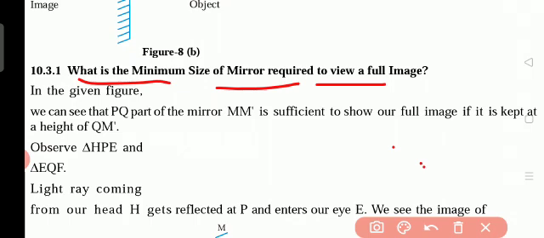In our houses, we have small plane mirrors, and we can see only our face. However far we go and stand, we can see only half of the image. But if you want to see the full image, what do we have to do? What size of mirror do we want to have?